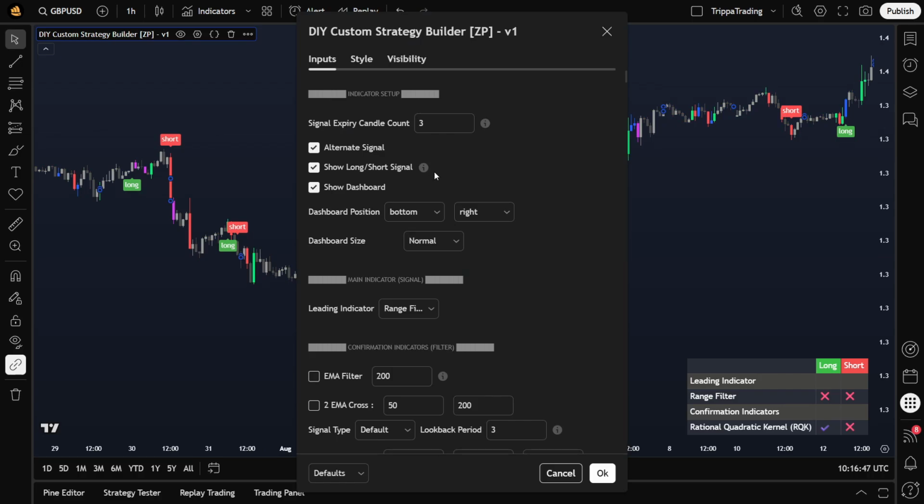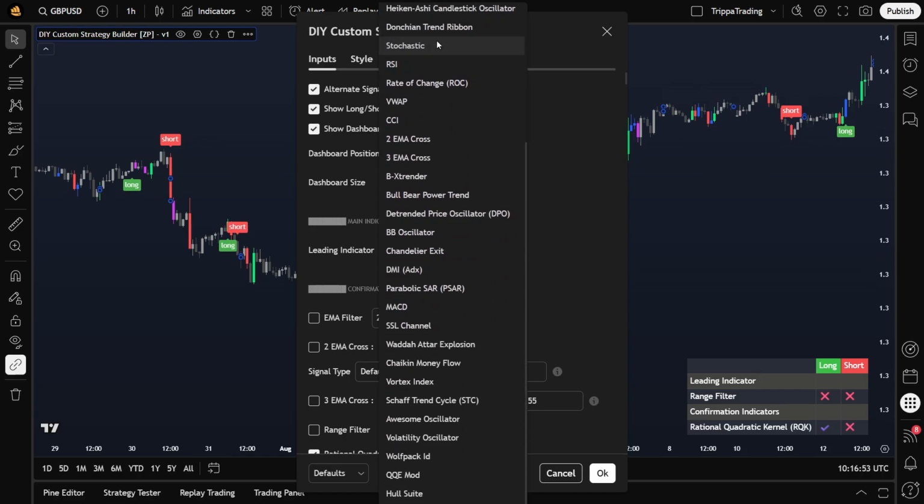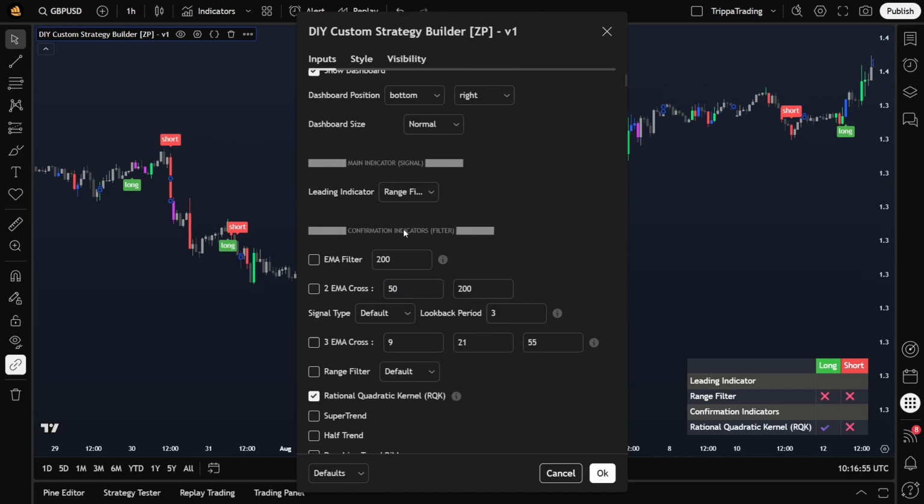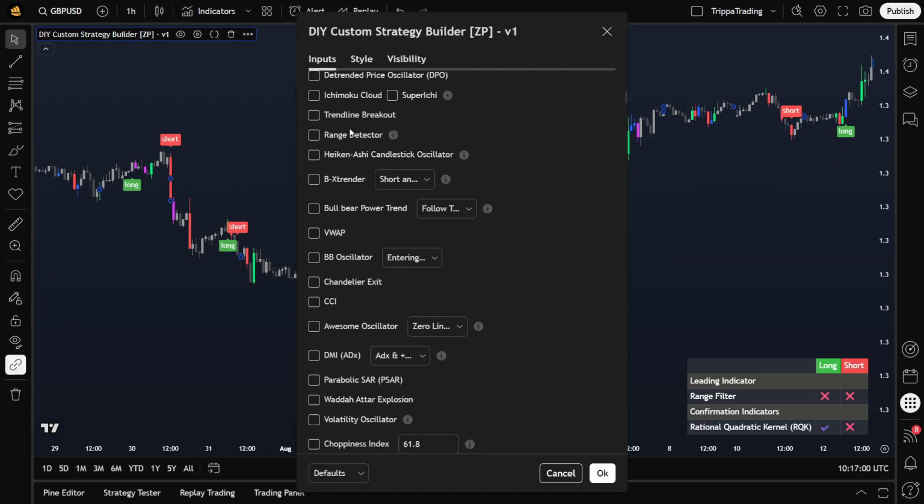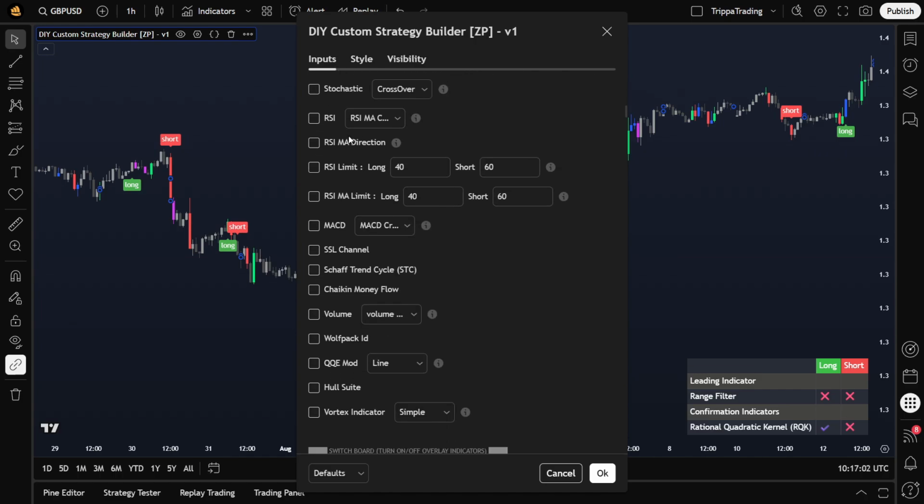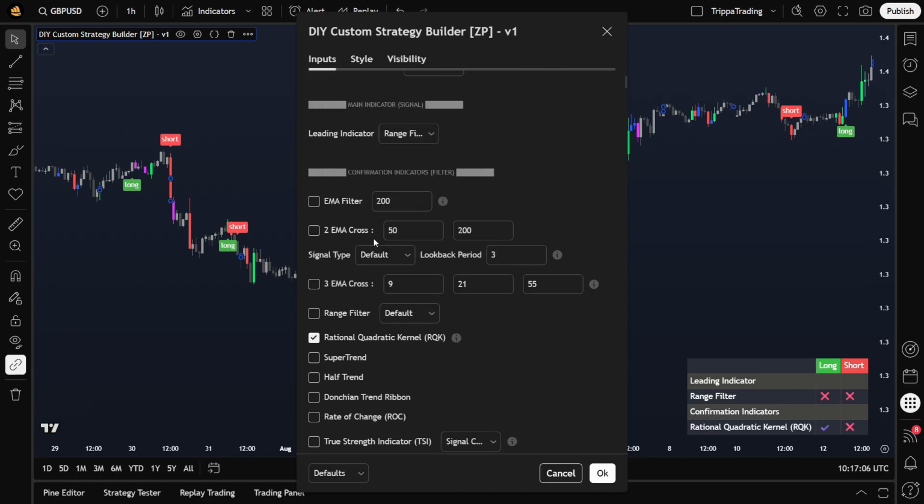This is where the real power is. In the settings, you choose your leading indicator first. This is the main condition that triggers signals. After that, you select your confirmation indicators. These are filters that must agree before a signal is printed. You can scroll through the list of nearly 50 indicators and pick the ones that fit your strategy.